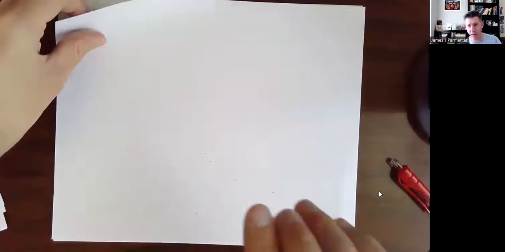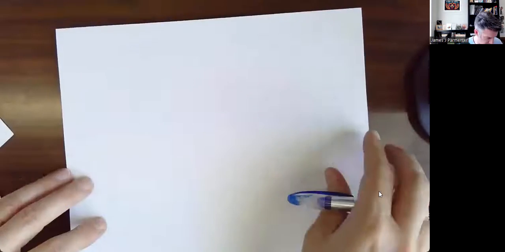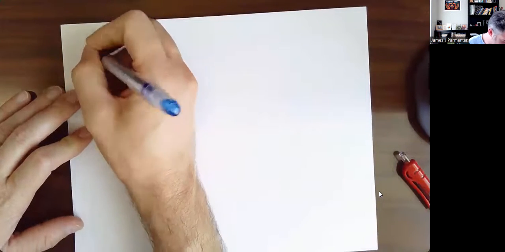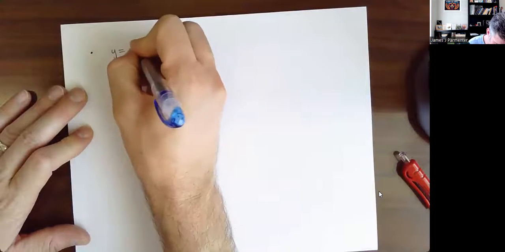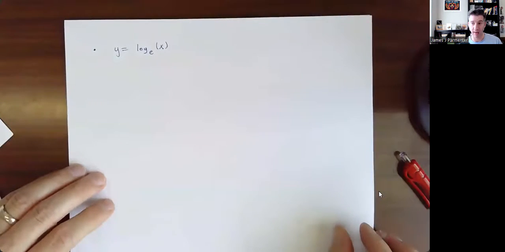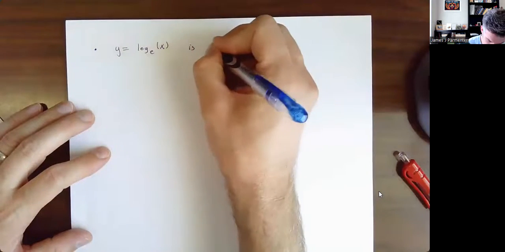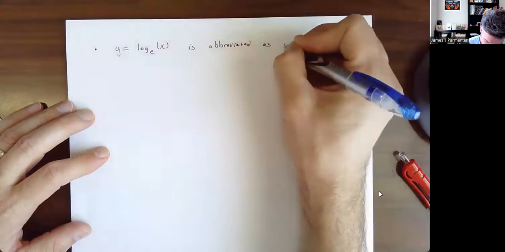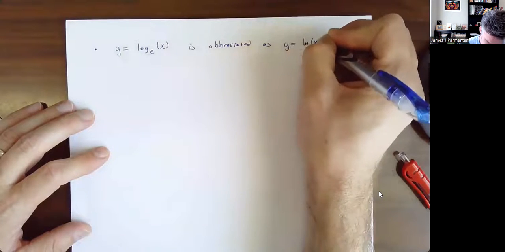So let's get on with the transformations of logarithms. Oh yeah, one more small thing. Something that does come up a lot is the following. We see a lot of y equal to log base e of x, but we almost never write it that way. We abbreviate it because it's the most common base. It's the natural base. It's abbreviated as y equal to the natural log of x, or ln of x.